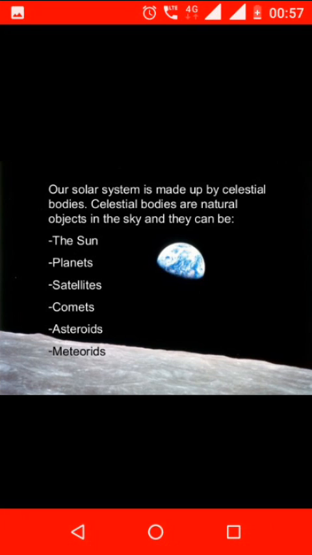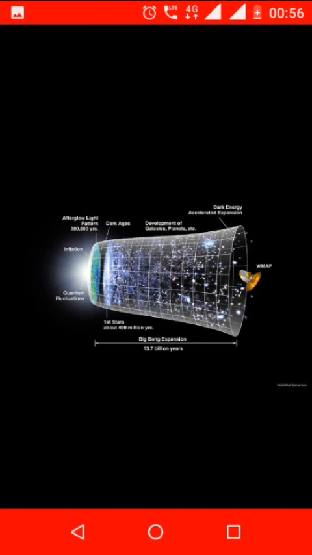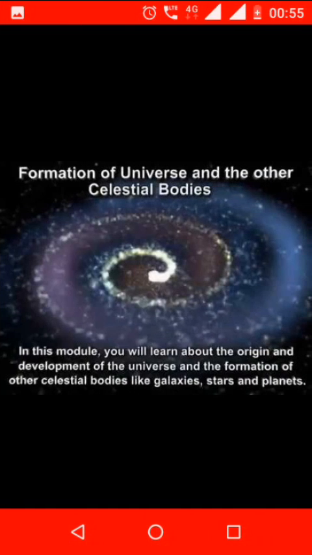Our solar system is made up of celestial bodies. What is a celestial body? Natural objects in the sky: sun, planets, satellites, comets, asteroids, meteorites. These are all found with Newton's law of gravitation. And from these you can understand the concept of Newton's law of gravitation in finding the stars and celestial bodies. And next is the formation of the universe and other celestial bodies.